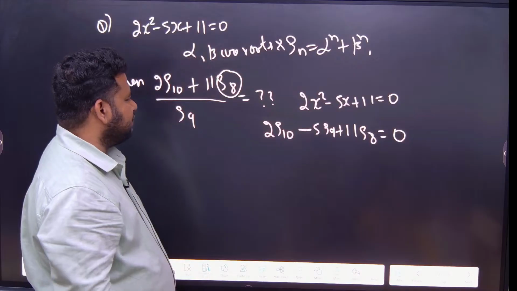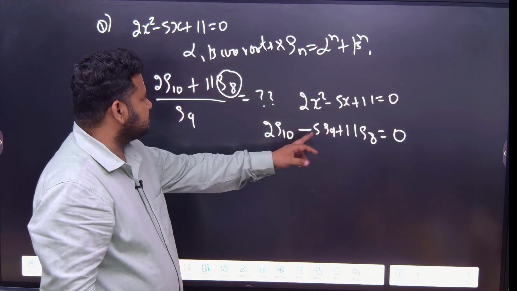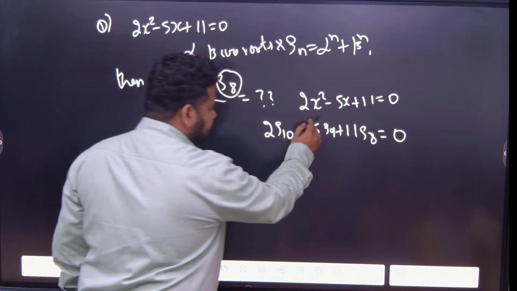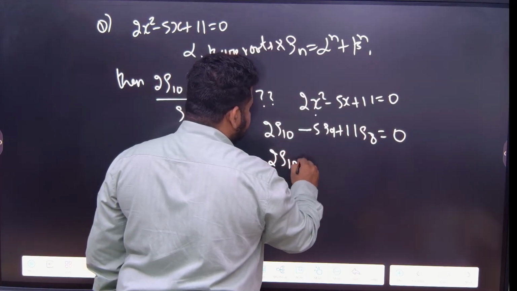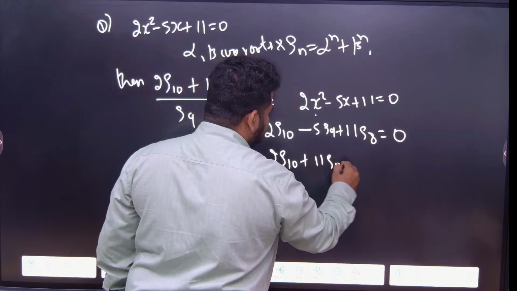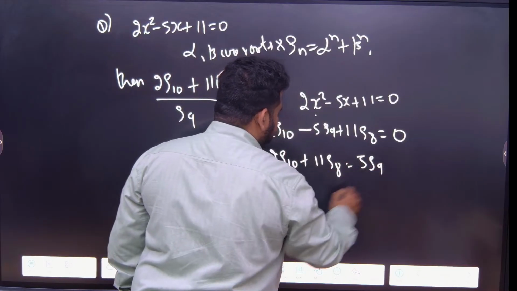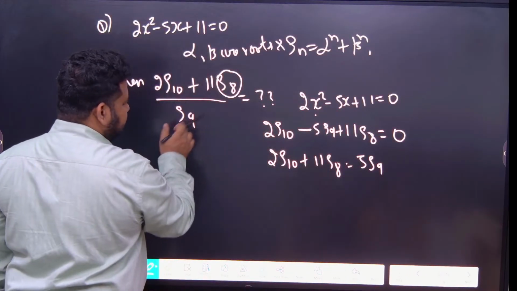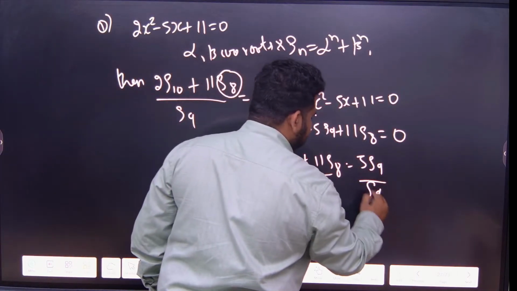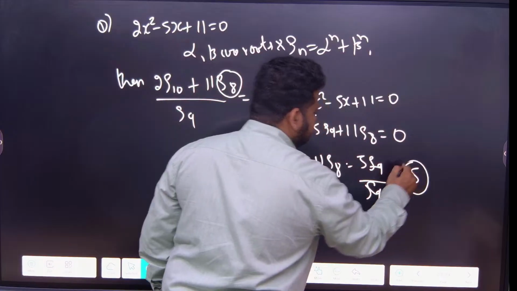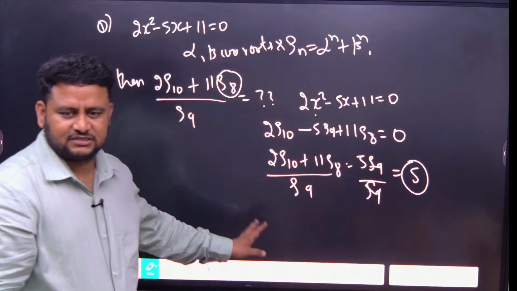They are asking us to find 2S10 plus 11S8. So that means I should send the other term to the RHS. So we will get 2S10 plus 11S8 is equal to 5S9. But they are asking this divided by S9. So if I divide by S9, I will get 5. So the answer will be 5. Understood? Very simple questions like these will come.